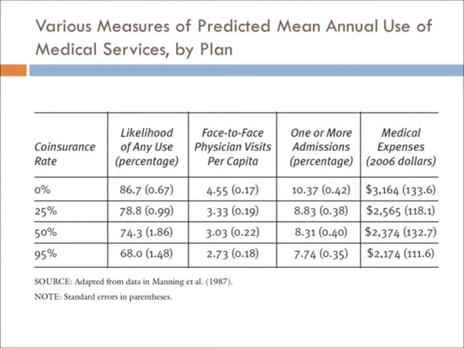Let's take a look at one of the slides that was in the PowerPoint presentation, that confirms this. If you look at the far right-hand column, which says medical expenses, you can see when the families didn't have to pay anything, the cost was $3,164, and then when they had to pay up to 95%, the overall expenditure dropped down to $2,174. So consistently getting lower as you move down.